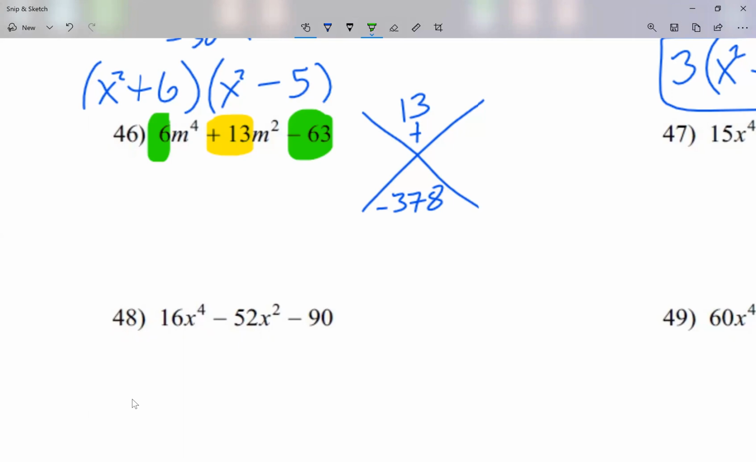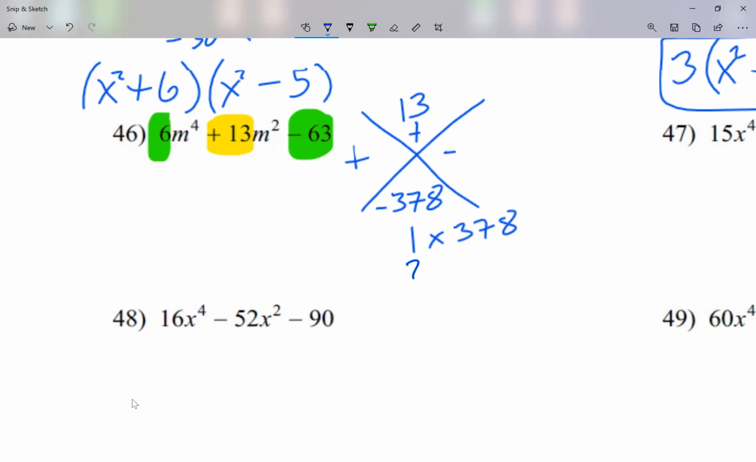Okay, so I'm looking for two numbers. I know they're going to be positive and negative because multiplication is negative. So I'm looking for two numbers that multiplied equals 378, but when I subtract them is equal to 13. Let me find the factors of 378. Right, what numbers multiplied equals 378? I'm going to say, well, 1 times 378. But when I subtract those, it's not 13.